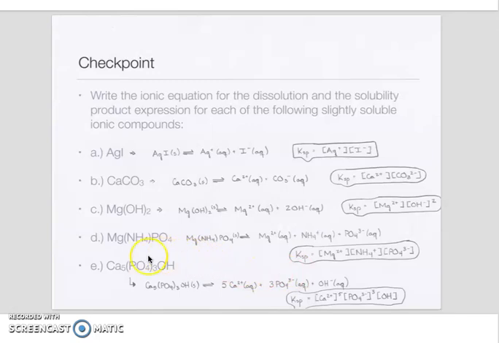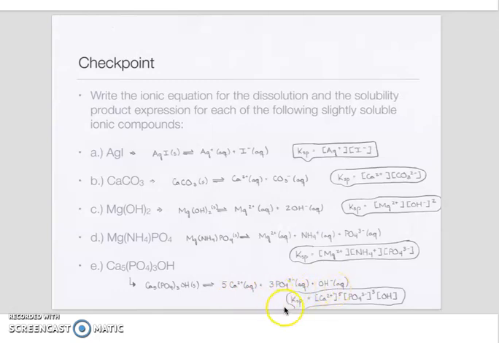The very last one we have is calcium hydroxyapatite, and this once again has 3 ions present. The cation is calcium 2+, and the 2 anions are a phosphate 3- and a hydroxide 1-. So we have our solid calcium hydroxyapatite. It's in equilibrium, and it breaks into its 3 respective ions, 5 calcium 2+, 3 phosphate 3-, and 1 hydroxide group.